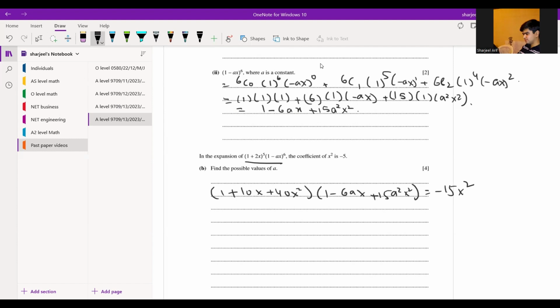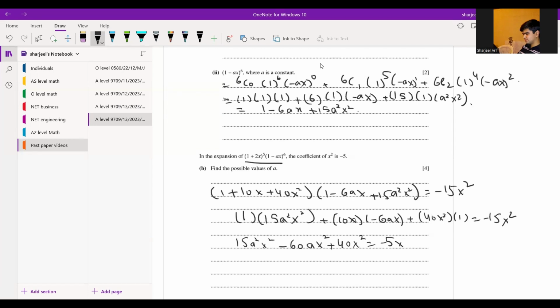(15x square). This will be simplified to 1 into 15a square x square minus 6ax. 40x square into 1 equals minus 15x square in a square x square minus 60ax square plus 40x square equal to minus 5x square. We will eliminate x square now.